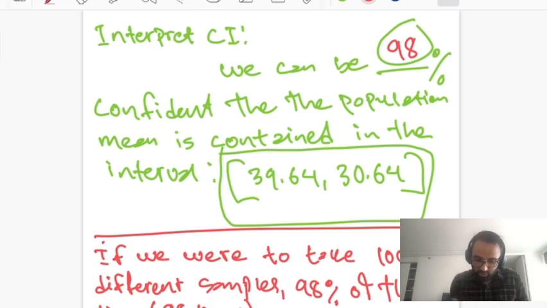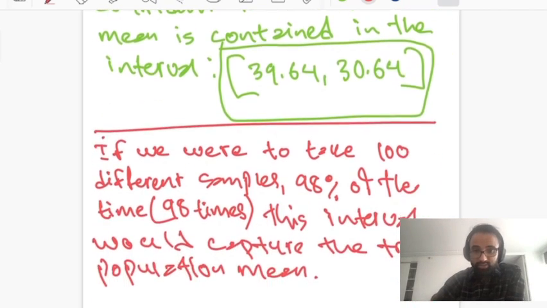Okay, so if you were to take 100 different samples, 98% of the time this interval that we have would capture the true population mean. So what that means is that, oh, sorry, I don't think you can see the whole of it.